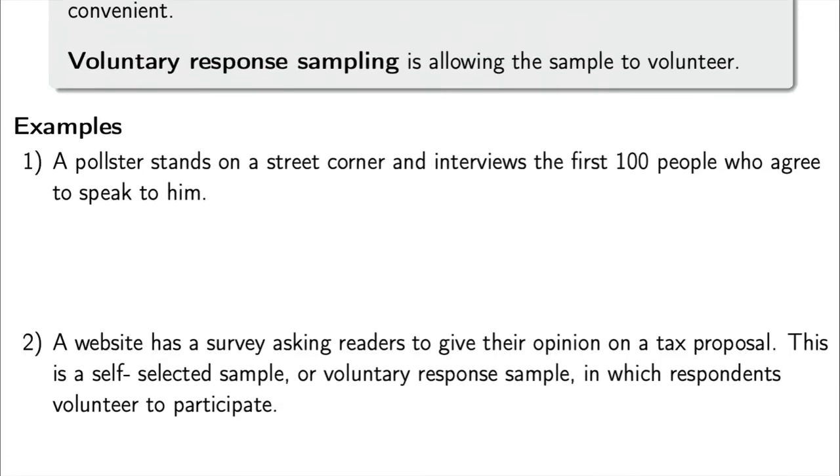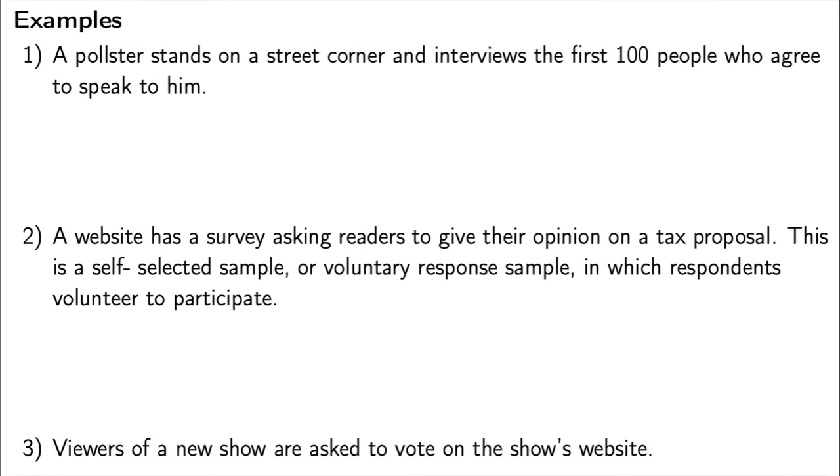Let's look at a few examples and see if we can identify which these are. So a pollster stands on a street corner and interviews the first 100 people who agree to speak with him. Well, we're specifically talking here about people that are agreeing to speak with him. So that is classic voluntary response.